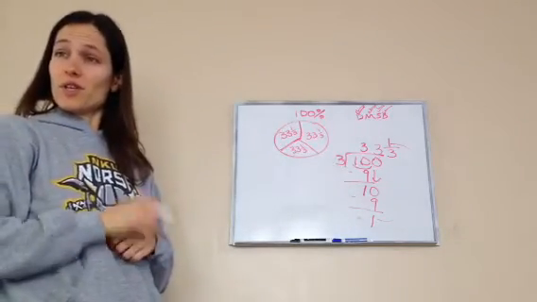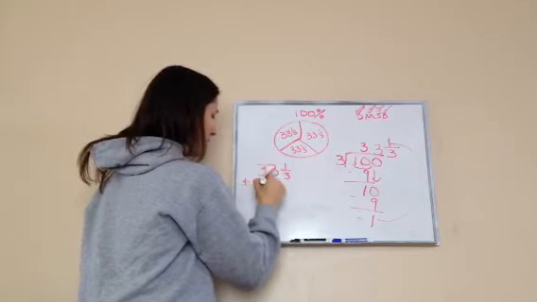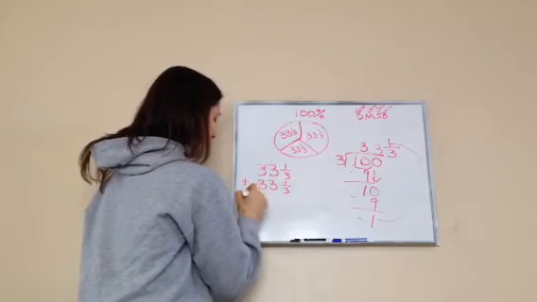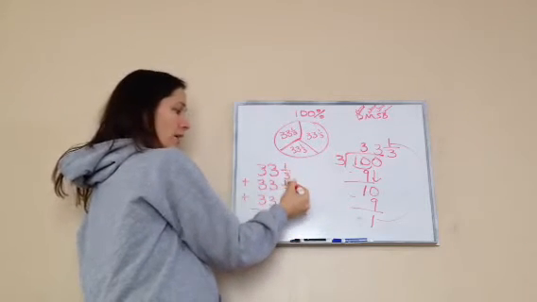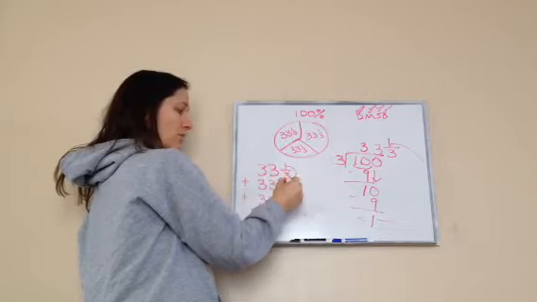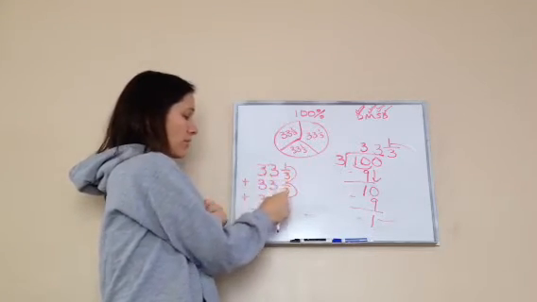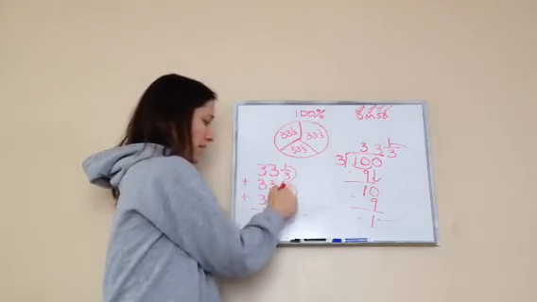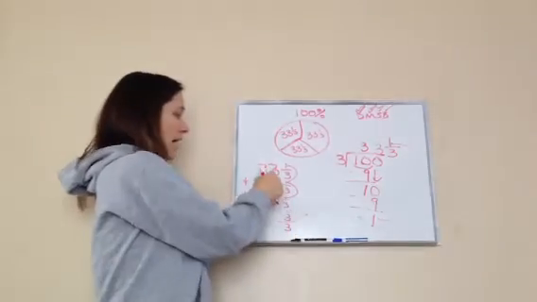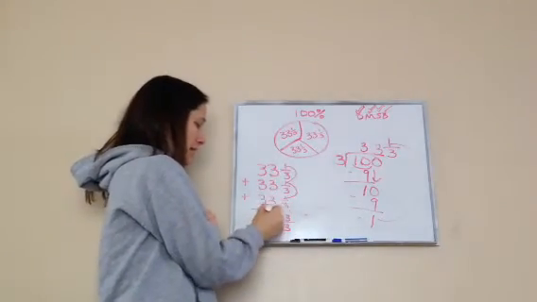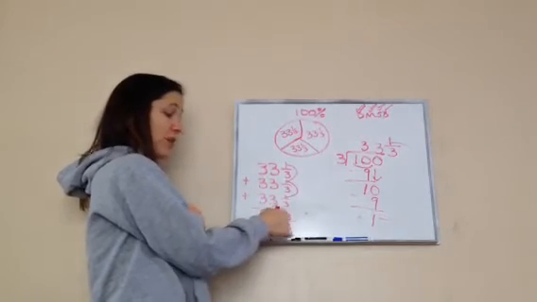Isn't that cool? So guess what that equals? 33 1/3 plus 33 1/3 plus 33 1/3. All right, ready? 1, 2, 3. Because remember, we only add the numerators. So 1 plus 1 more plus 1 more is 3. And what happens to that 3? It just stays the same. And then 3 plus 3 plus 3 equals 9. So I get 99 3/3.